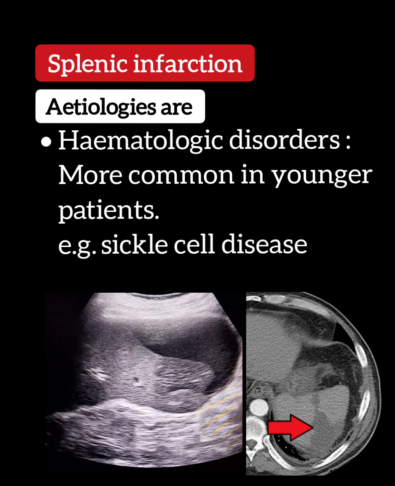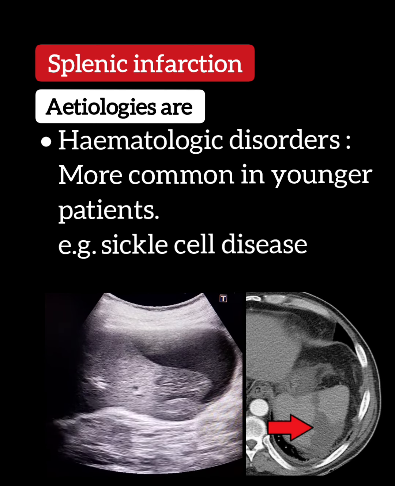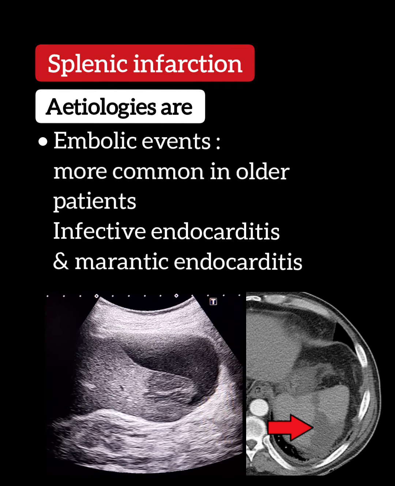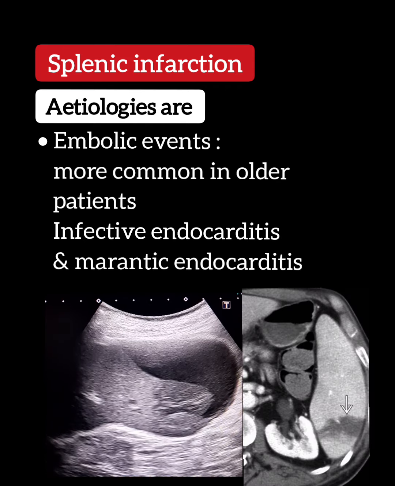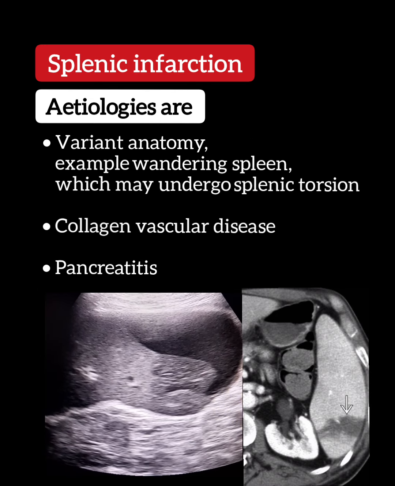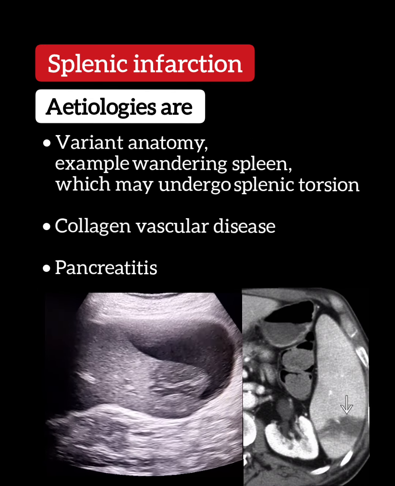Etiologies are hematologic disorders, more common in younger patients. Example: sickle cell disease, hypercoagulable states, factor V Leiden. Embolic events, more common in older patients: infective endocarditis and marantic endocarditis. Splenic vascular disease: granulomatosis with polyangiitis, splenic arterial aneurysms, variant anatomy, example wandering spleen, which may undergo splenic torsion.